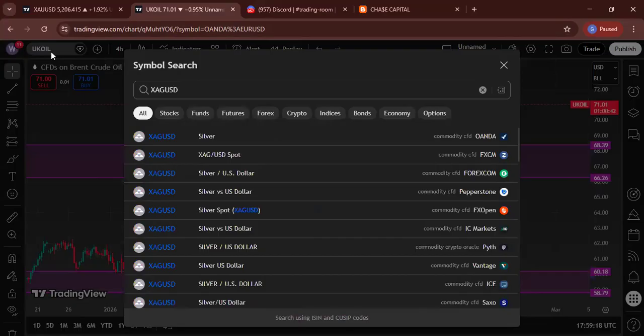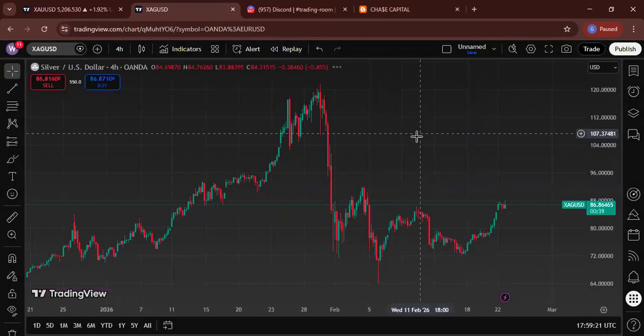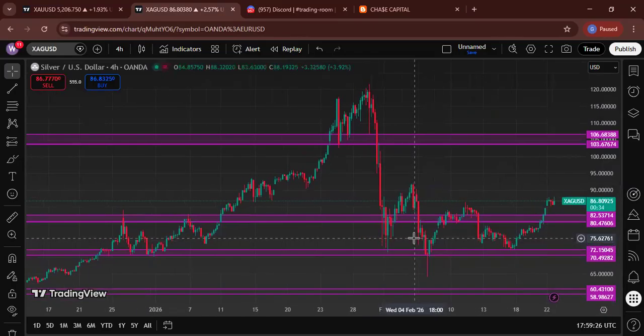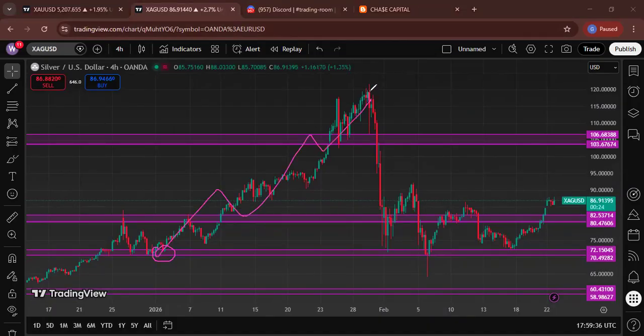XAG USD. There is silver as well. I'd also mentioned this in today's video and also last week's video, the majority of the review and the outlook. For this one again, the major range is from this demand all the way to these highs of 120 and back to this demand. That range was filled. A push to the upside to 90 comes back to this. Push to the upside again comes back to demand. Now we have a break above this, and we are currently at 86.